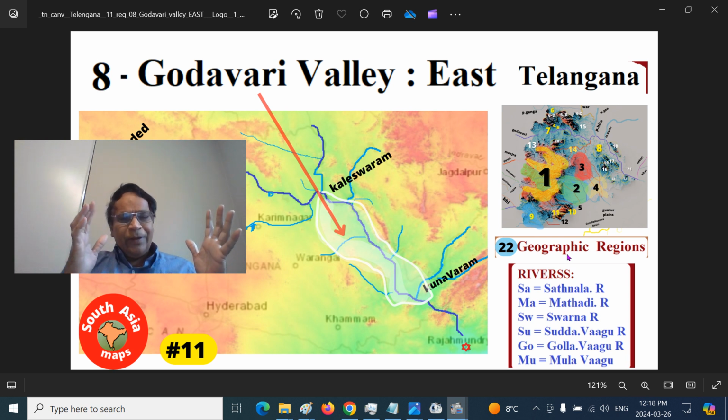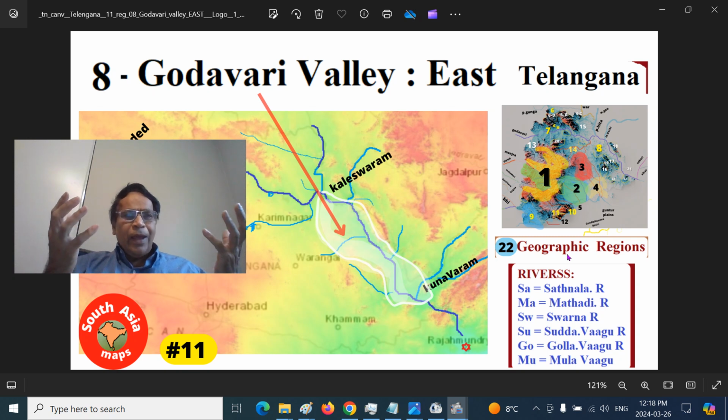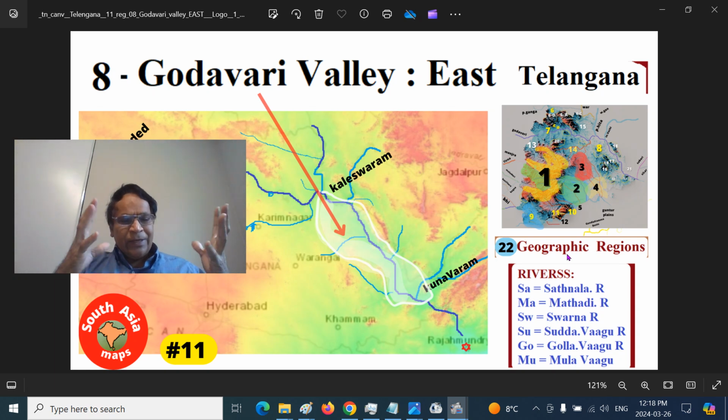Geography, physical geography or physiography, is how the habitat, the region, looks: the mountains, the hills, valleys, the plains, the peneplains, the gorges, the ghats, water bodies, lakes. That gives the actual nature of the habitat that influences human civilization.